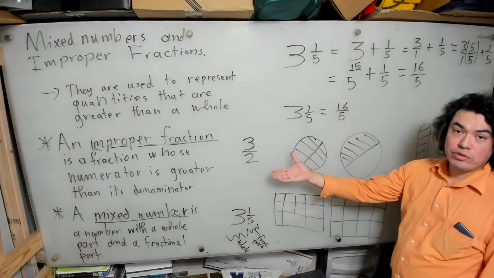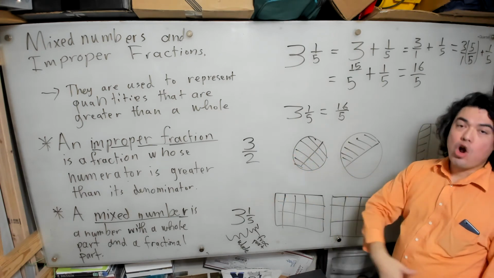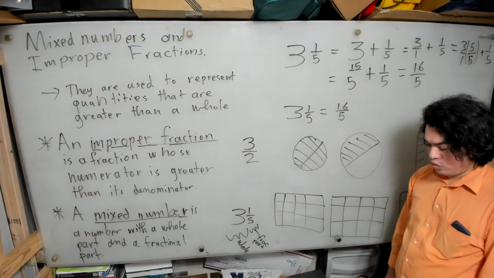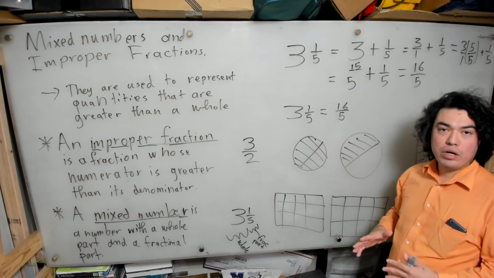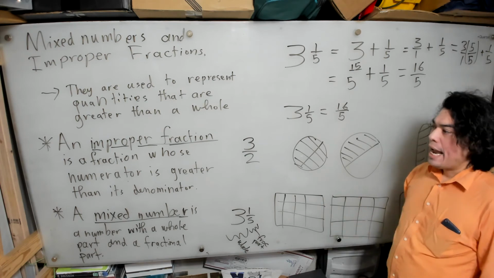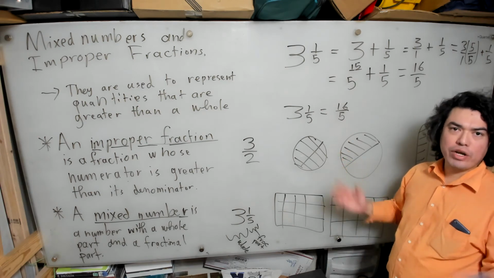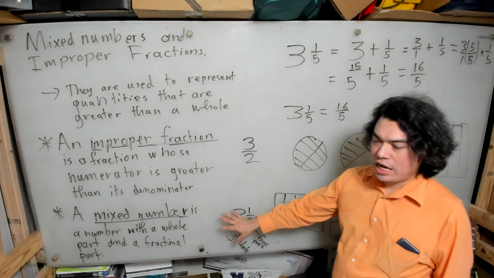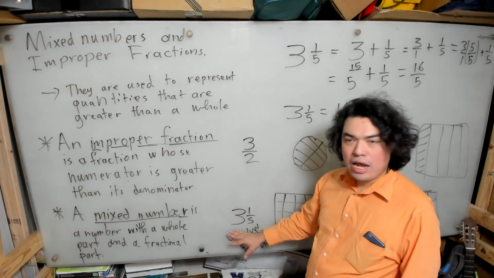What we've also seen here is that improper fractions are all we need to represent quantities bigger than 1. Less than 1, they're proper fractions. Greater than a whole, it's improper fractions. But of course, the mixed numbers are nice because they're easier to understand. Oh, I have 3 and a little more.